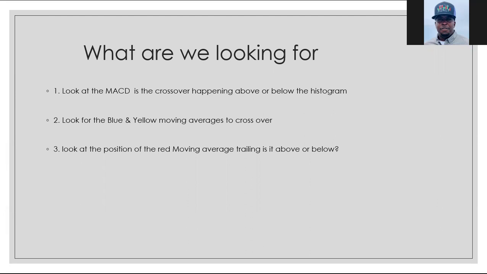Number 3, look at the position of the red moving average. Is it trailing above or below the blue and yellow EMAs? This is also going to let you know if you're in a buy or a sell, or if you're going long or short the market. So these are your 3 steps. Look at the MACD, find the overbought, oversold. Look at the blue and yellow line, see if they shifted. And then look at the position of the red moving average, see where it's at.